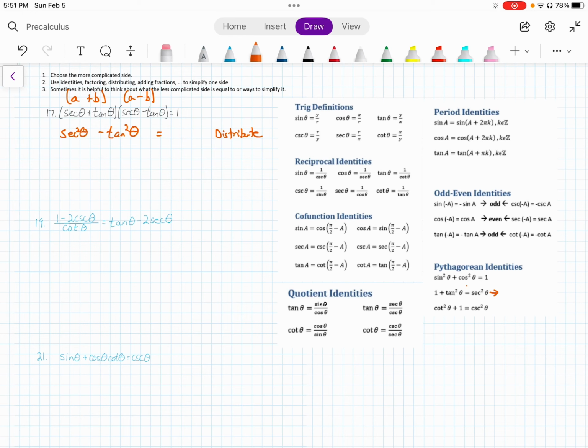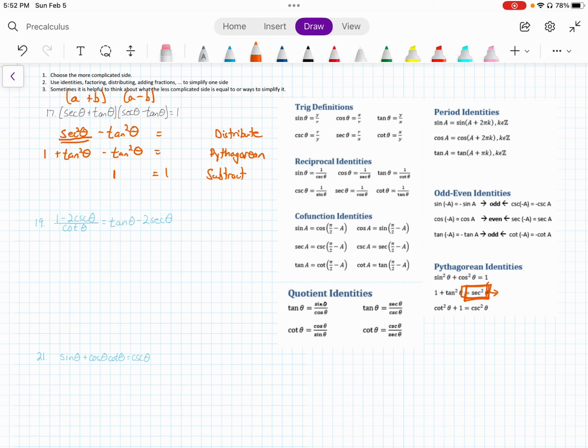So we see down here on the right side that secant squared is equal to 1 plus tangent squared. So I'm going to take out the secant squared and put in 1 plus tangent squared theta. And then we subtract tangent squared theta, and we quickly see what's going to happen here. So that was using a Pythagorean identity. And we just subtract, and we get 1 is equal to 1. So we could say we add like terms, subtracting here. So 1 equals 1.